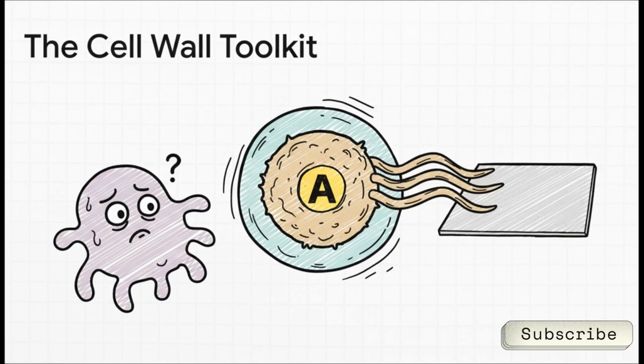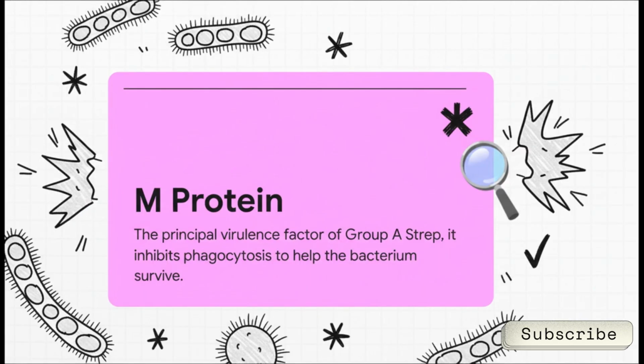And then there's the hyaluronic acid capsule. Think of this as an invisibility cloak. It's antiphagocytic, helping the bacterium hide from your immune cells. But the undisputed superstar of this whole section, and I can almost guarantee you'll see this on an exam, is the M protein. If you remember one thing, it's this. The M protein is the principal virulence factor of Group A strep. It is the single most important piece of equipment it has for survival and for causing disease.